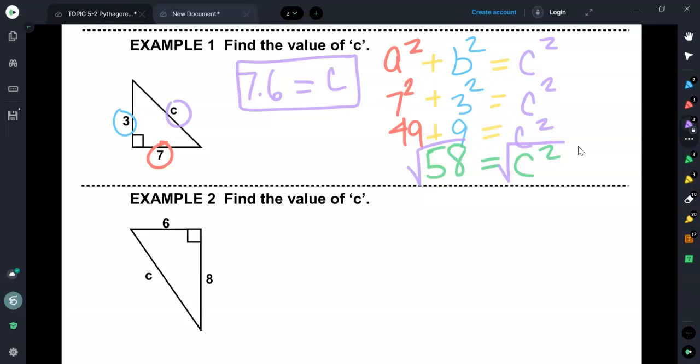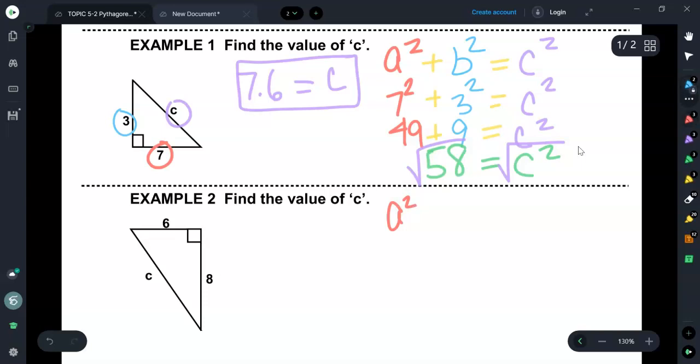Example 2 is the same scenario. Again, a squared plus b squared equals c squared. I'm going to write this ad nauseum, which means until you're sick of it. I believe it's a Latin term. And we're going to plug in. So it doesn't matter which of your legs is a. I'm going to make 6 my a. So I'm going to have 6 squared. 8 is going to be my b. And then c, I'm looking for c, so c squared.